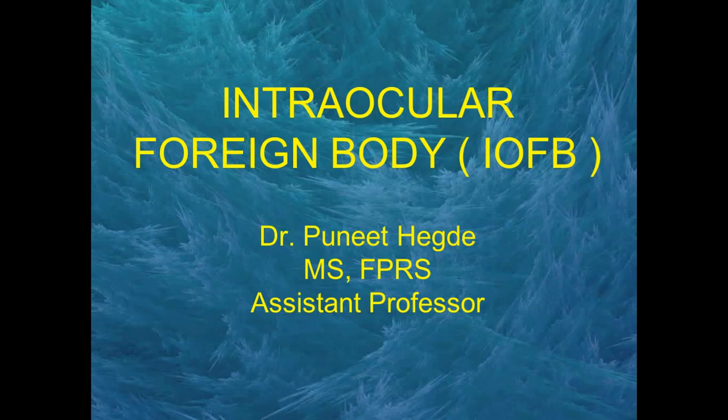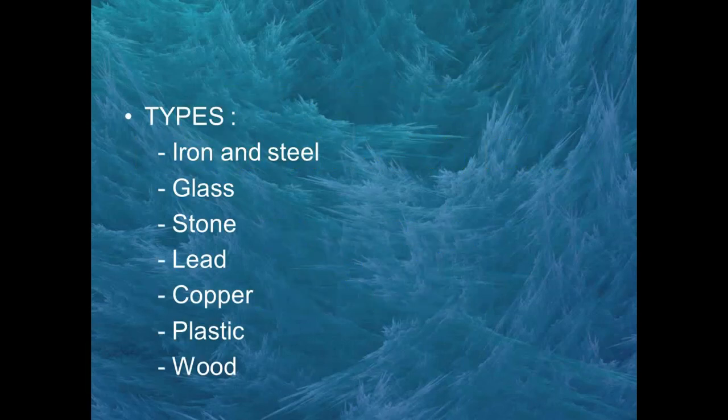So today we'll be talking about intraocular foreign bodies. In our first class on ocular injuries, we defined what exactly an intraocular foreign body is. It is a type of open globe injury where there is a penetrating injury and there is also a foreign body which is lodged inside the eye. That is what exactly an intraocular foreign body is.